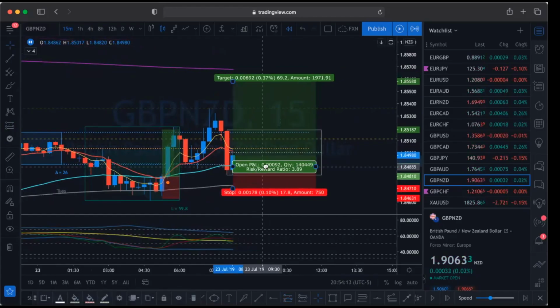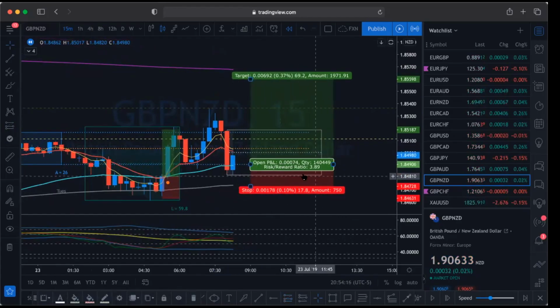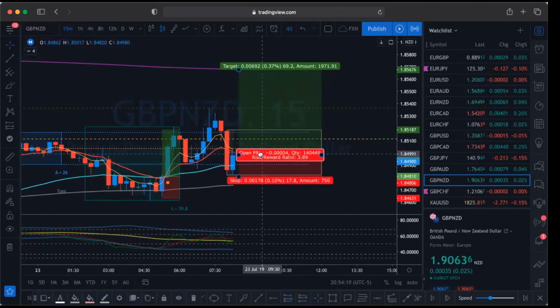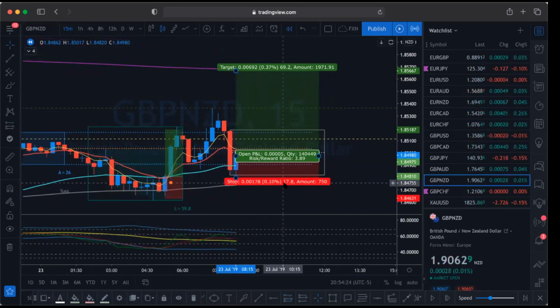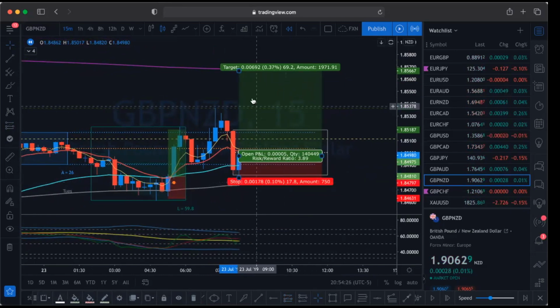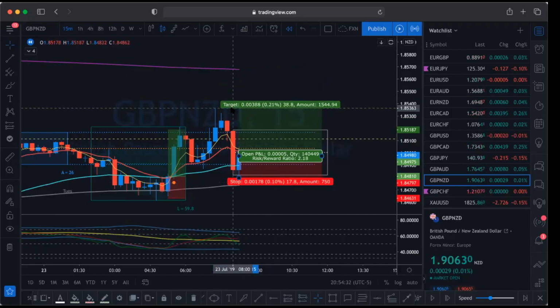So you want to see what the next 1 or 2 candles do. But worst case scenario, it's a 17 pip, 18 pip stop loss to get almost a 4 to 1. And even if you only make it up to the high of where price has already been, it's still a 2 to 1 risk to reward ratio.